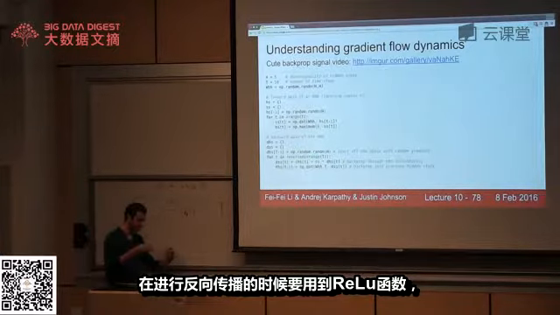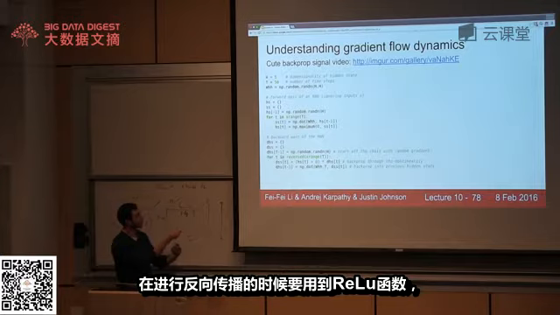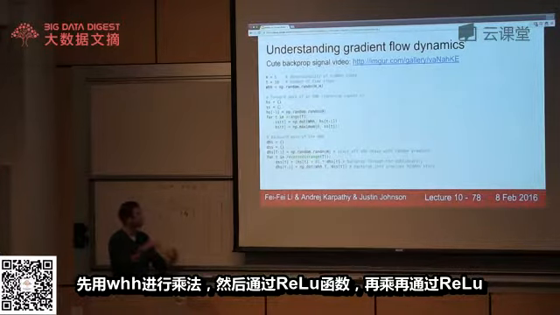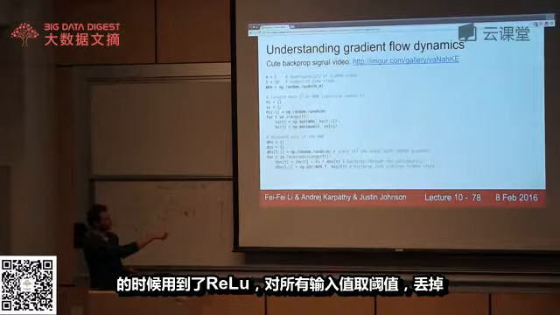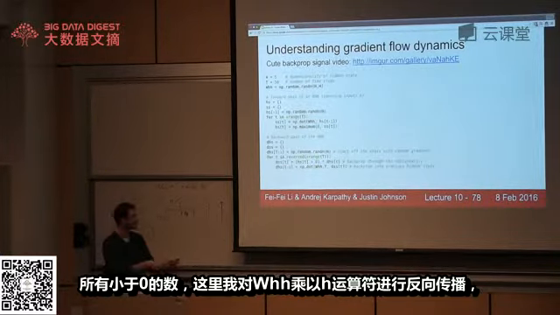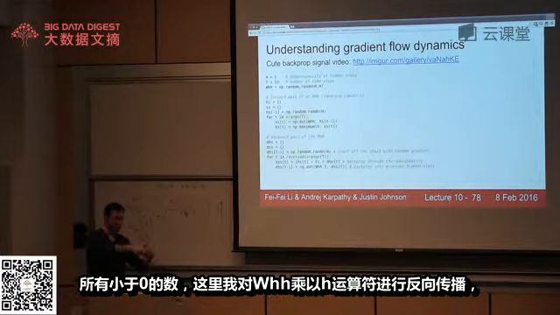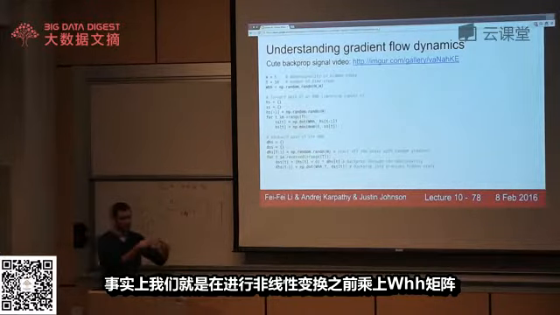So when you backprop through this, you have to backprop through a ReLU. Here I'm using a ReLU. You have to backprop through the WHH multiply, then through ReLU, WHH multiply, and so on. And the thing to note here is, here I'm undoing the ReLU. Here's where I'm backpropagating through the ReLU. I'm just thresholding anything where the inputs were less than 0. And here I am backpropping the WHH times H operation, where we actually multiply by the WHH matrix before we do the nonlinearity.